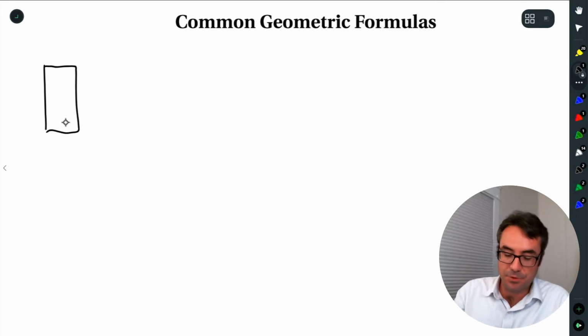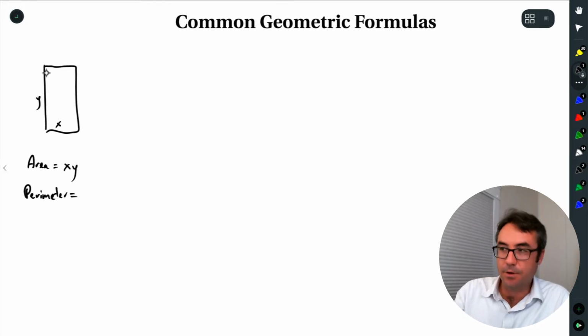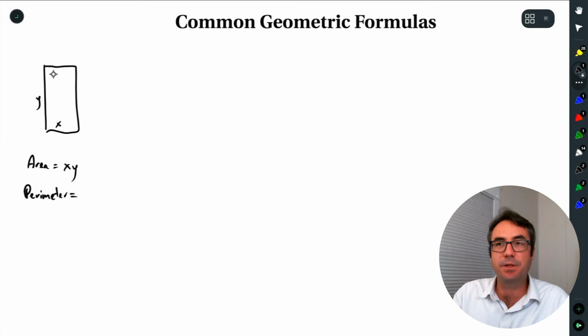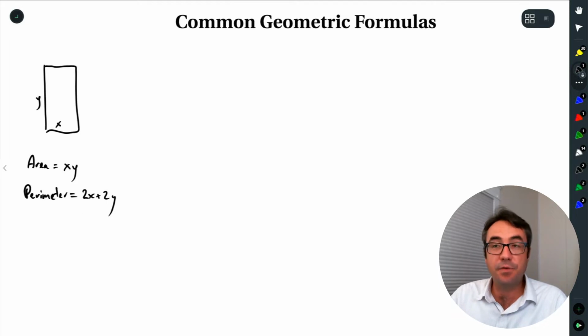Rectangle. There's 2 dimensions for a rectangle. A lot of times we're interested in the area, which is x times y, or the perimeter, or some kind of related calculation more specific to the problem. For a rectangle, you just add up the lengths of all the sides for the perimeter, so 2x plus 2y.